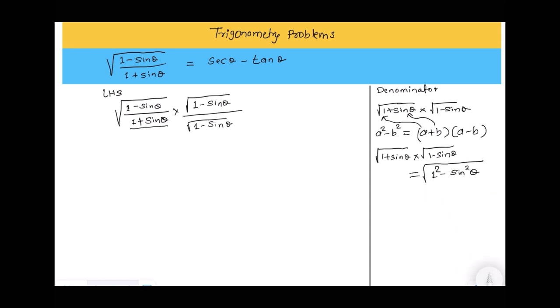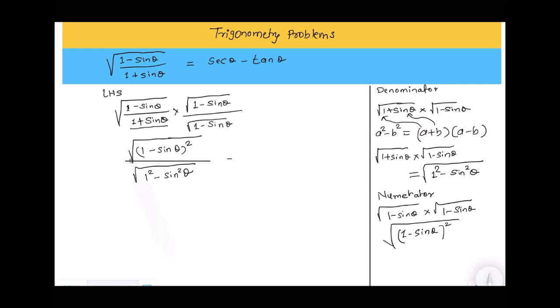Now let's simplify the numerator. Square root of 1 minus sine theta into square root of 1 minus sine theta is simple to simplify. It simply becomes square root of 1 minus sine theta square. Let's put back numerator and denominator values. So the numerator is square root of 1 minus sine theta bracket square, and the denominator becomes square root of 1 square minus sine square theta. Simplifying this, what is square root of 1 minus sine theta bracket square? It's simple, 1 minus sine theta. For the moment, we are keeping the denominator as it is.